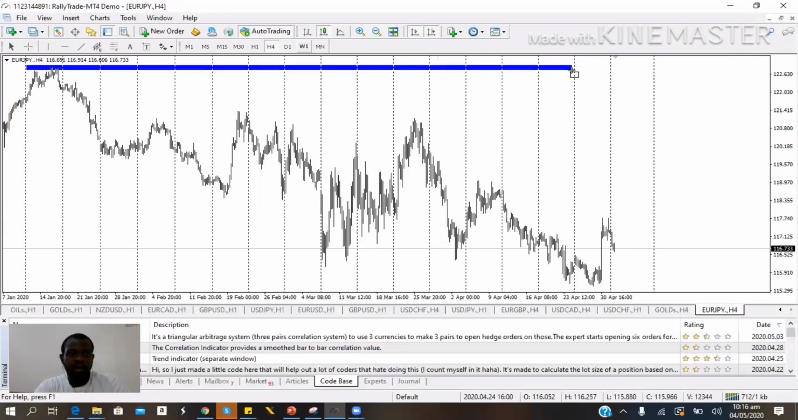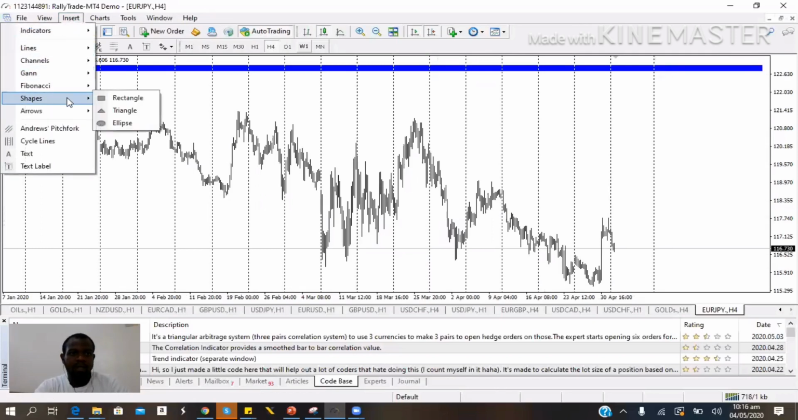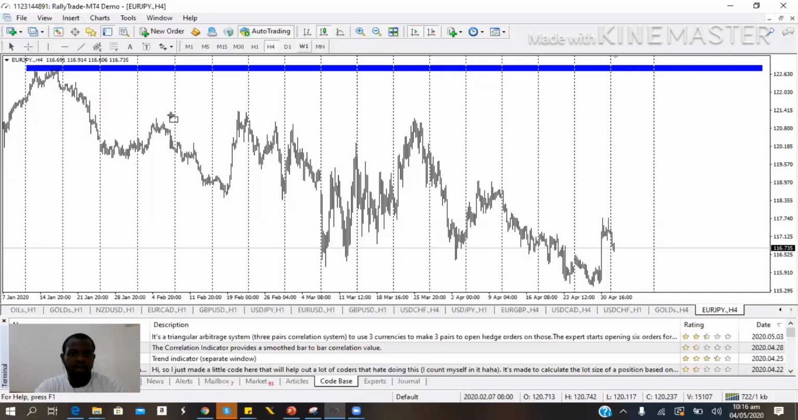This is a major resistance level. I'm going to box it up. Box this up, and I see another one again. I'm going to insert another shape, box it up. Here is another resistance here, so I'm going to box it up.